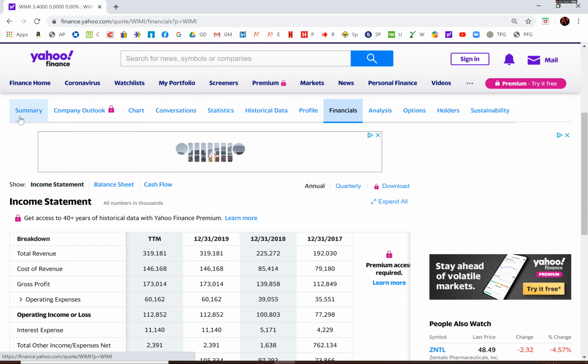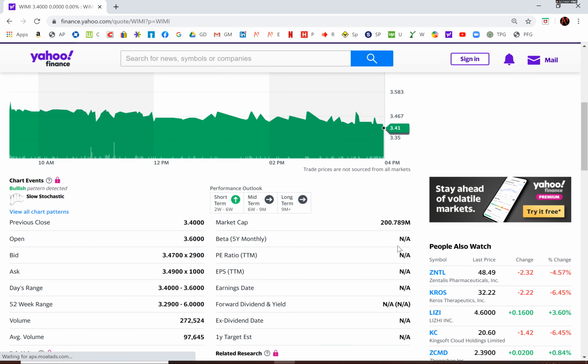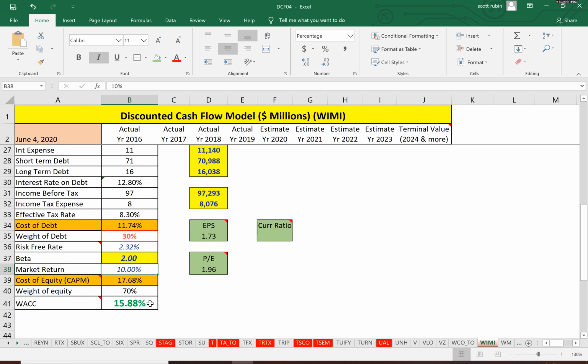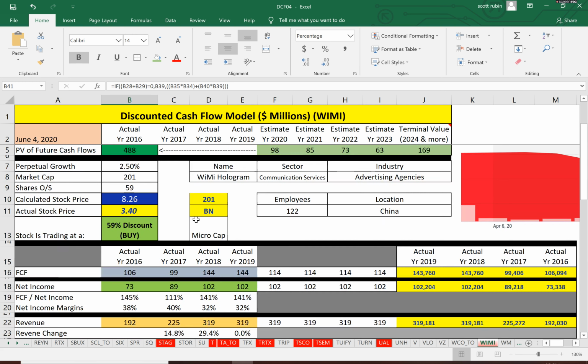And then to get the cost of equity, we need the beta, but there's no beta in Yahoo. There's probably just not enough information. Let's put a 2 because it's probably more volatile than the average stock. So I think 2 would be appropriate. So the WACC is 16%, which is a really high discount rate. That means they have to profit at least 16% a year to add value to their customers or investors. So that's what we're going to discount the future cash flows by.